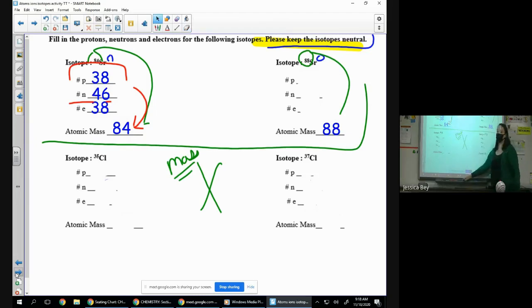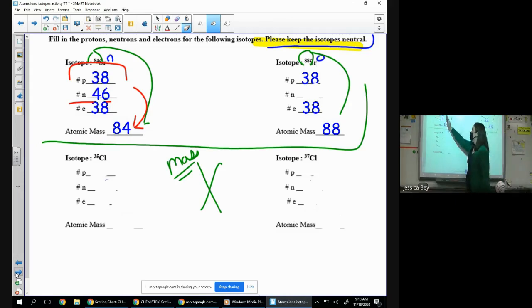Can you ever change the number of protons? No. If it is still neutral, did my electrons change? No. Okay? And that wouldn't matter anyways. You could add as many as you want and it would not change the mass. What is different between these two isotopes is the number of neutrons. So if I have 46 over there to give me 84, 38 plus what gives me 88? That is very good, 50.